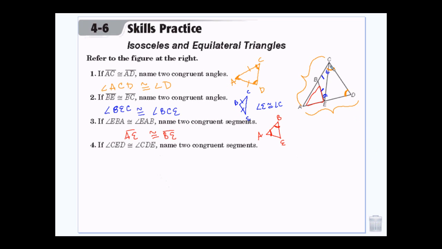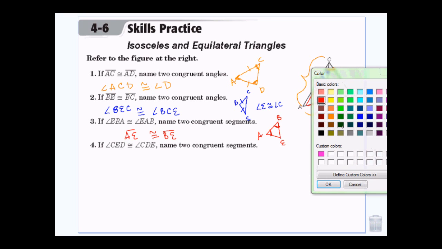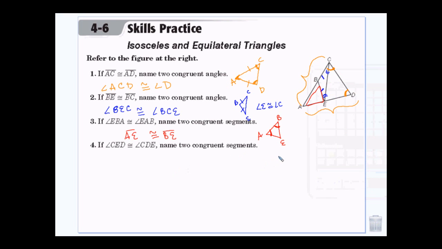And then my last one, I have CED and CDE. So I'm talking about this triangle over here on the end. Let me get a different color, purple. And I have CED, that's this angle. CDE is this angle. So that means these sides, CE congruent to CD.